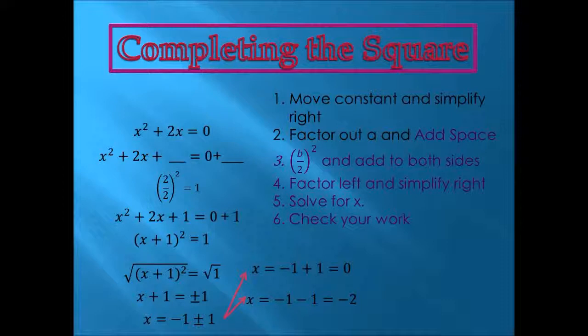Step 6 says check your work. So we're going to take 0 and put it into our quadratic equation. 0 squared plus 2 times 0 is 0, which is correct. And then negative 2 squared plus 2 times negative 2 is 0, and that's correct. So we solved this one correctly.